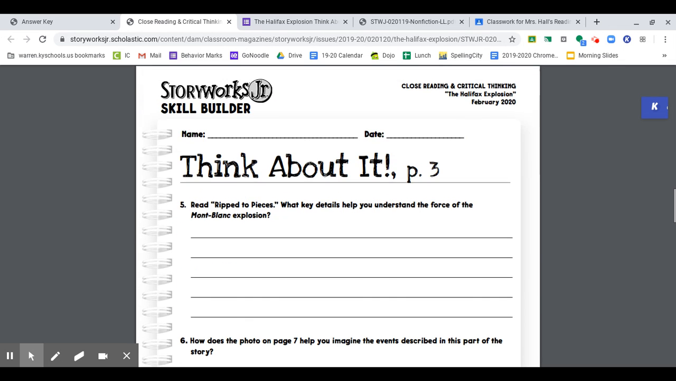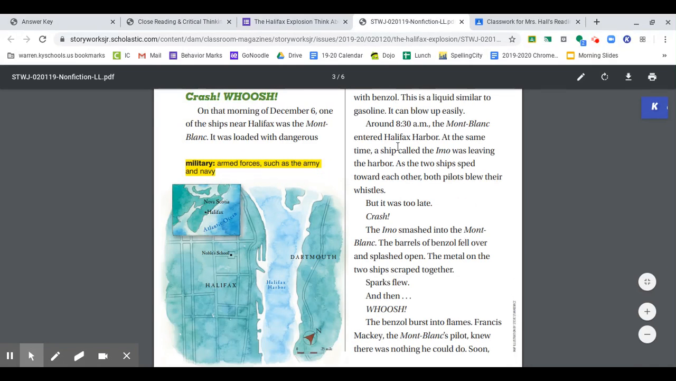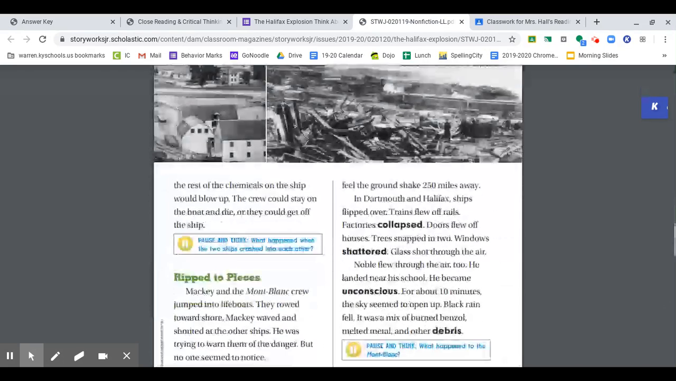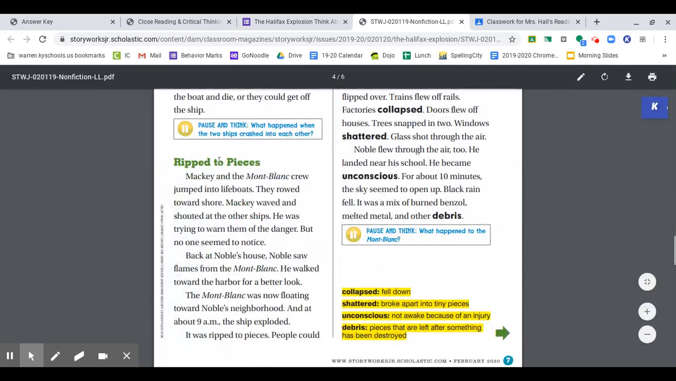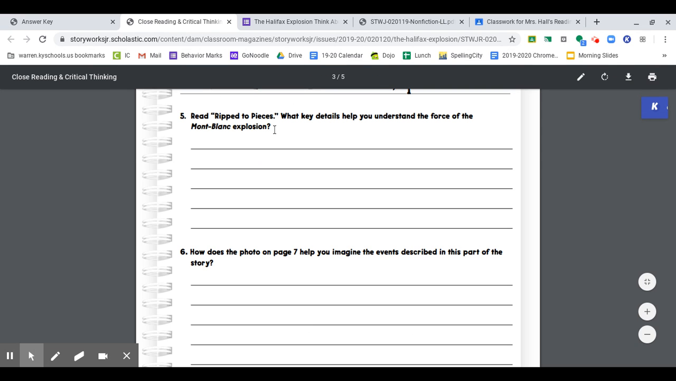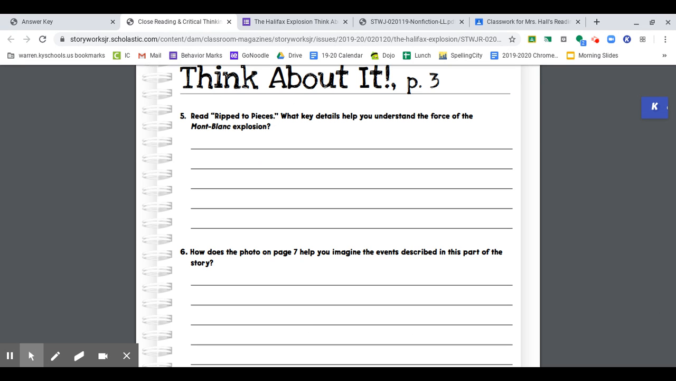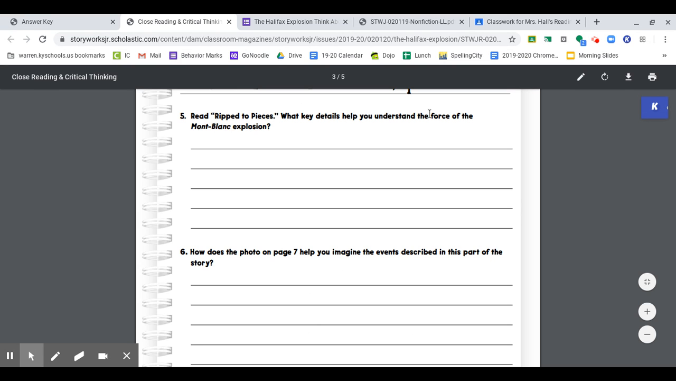Number 5 says read ripped to pieces. What key details help you understand the force of the Mont Blanc explosion? So if you go to read ripped to pieces, this section right here, what details help you understand the force of the explosion? How dangerous was this force? What happened to let you know that it was very destructive?